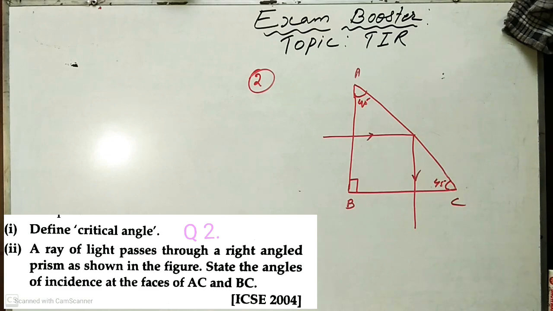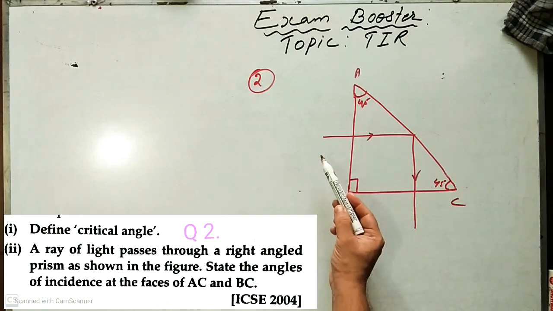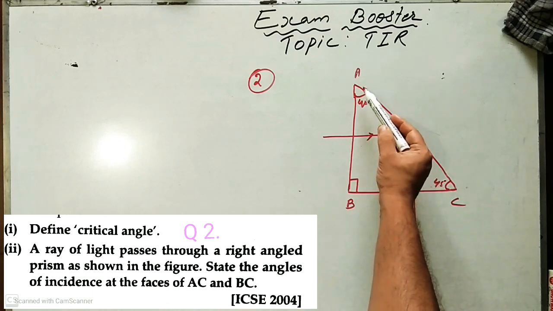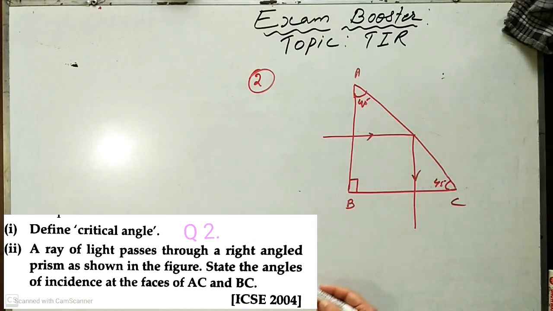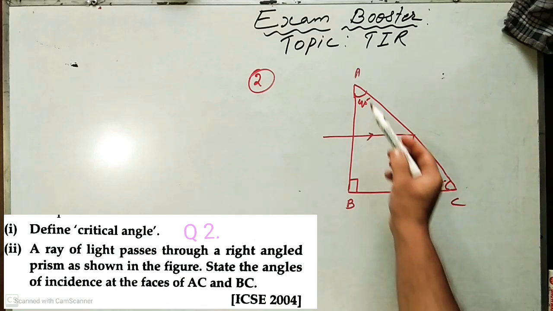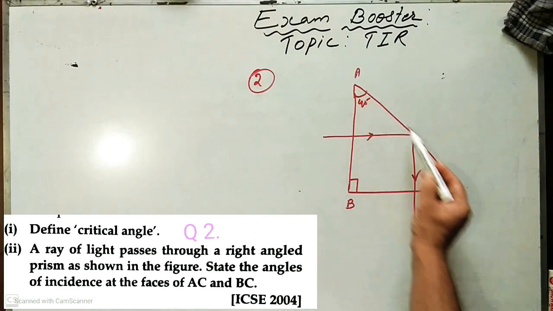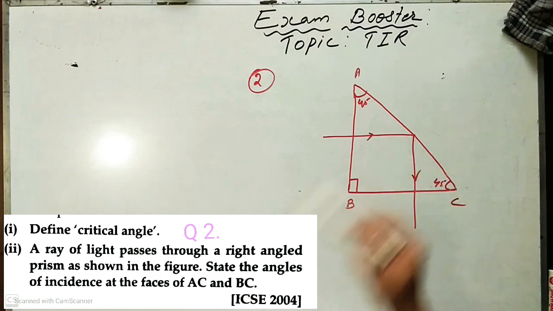And the second part of the question you can see on the board. A ray of light passes through a right-angled prism, a right-angled prism with 90 and 45 degree angles in the figure. State the angle of incidence at the face AC and BC. At the faces AC and BC, what is the angle of incidence?